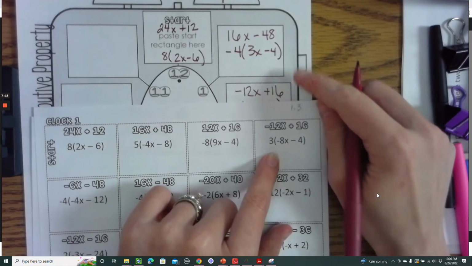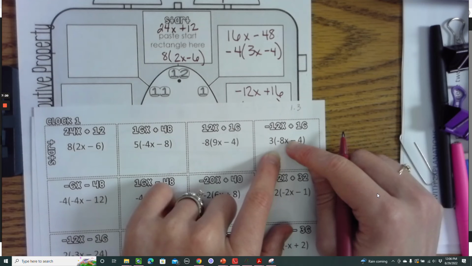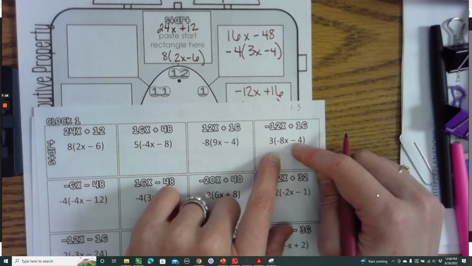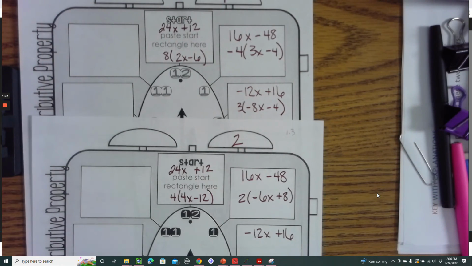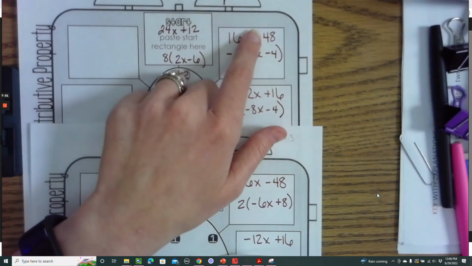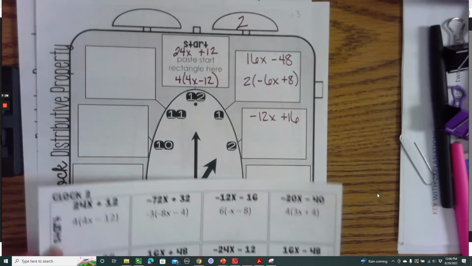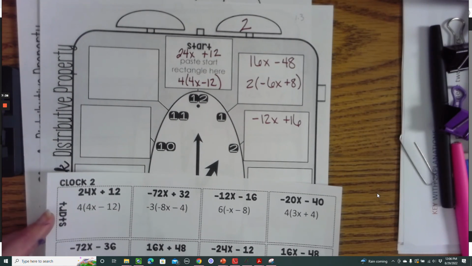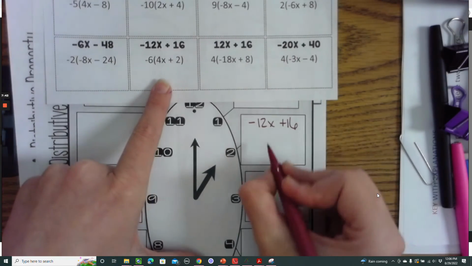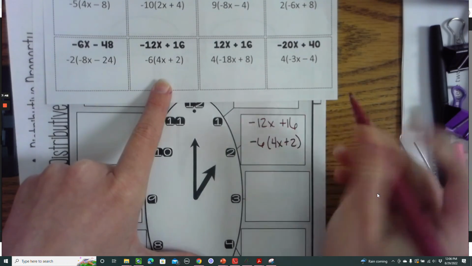That's the answer we got. That's our next question. So the top one is the answer we got. The bottom one is the next question. Okay. All right. So what was the answer for box 2? I haven't done it yet. Okay, negative 12x. There it is. All right, so negative 6 times 4x plus 2.